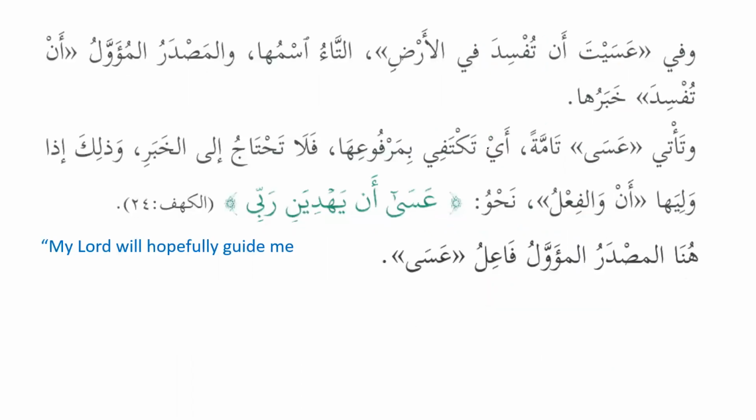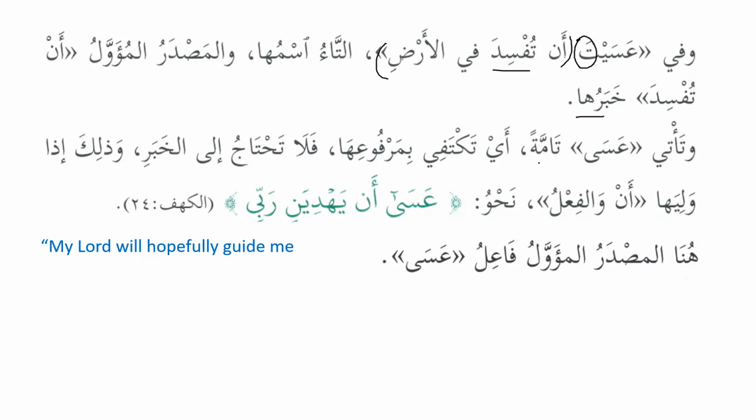وفي عسيت أن تفسد في الأرض. It is feared that you will spread corruption in the earth or on the earth. أفسد يفسد إفسادا is to spread corruption or to make something corrupt. التاء اسمها, so here ta is ismu asa, and أن تفسد في الأرض will be خبر عسى. والمصدر المؤول أن تفسد خبرها.